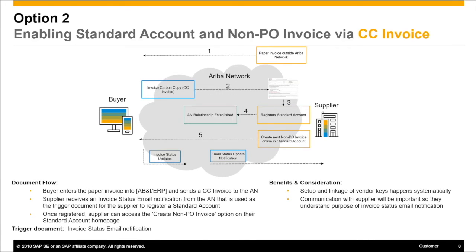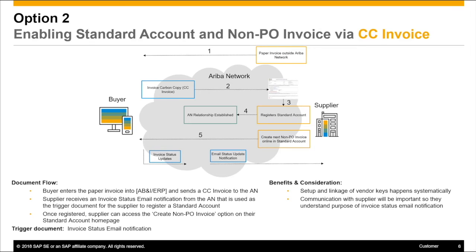Option 2 is a CC invoice or a carbon copy invoice. A CC invoice is an electronic copy of the invoice that contains an attached invoice and is sent from SAP Ariba Buying Solutions or from the ERP system to the Ariba network. Suppliers can then log into their Ariba network account and view the status of their invoice and monitor the progress of the invoice through the invoice reconciliation process.